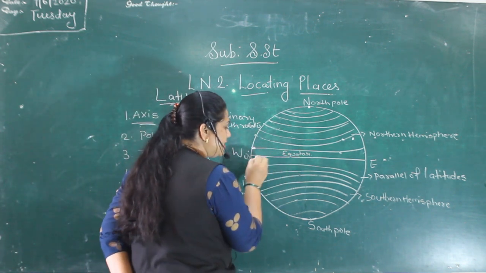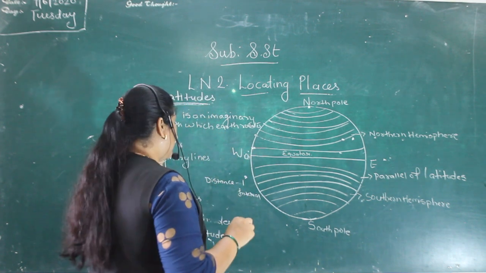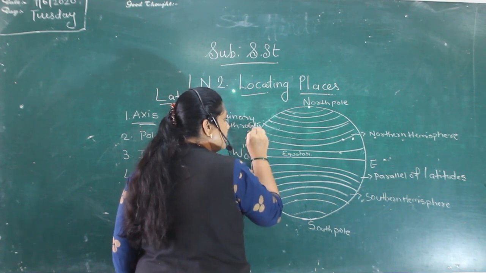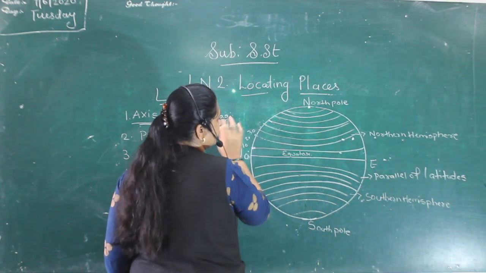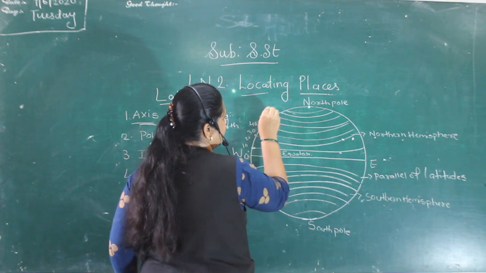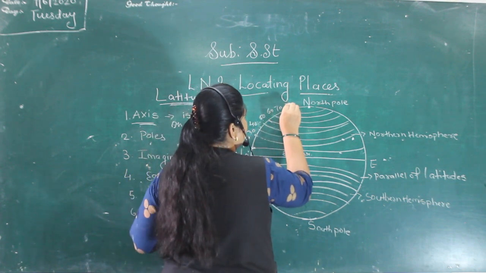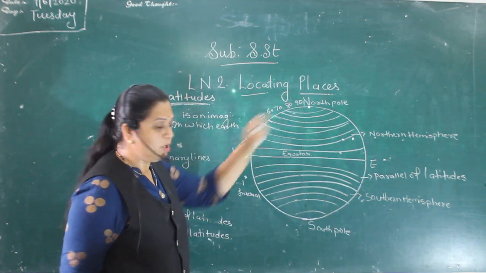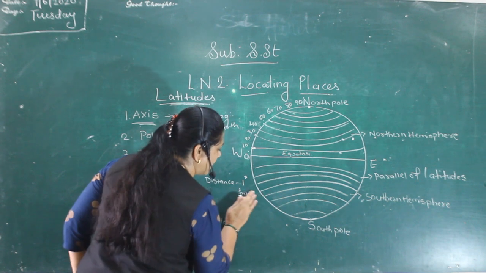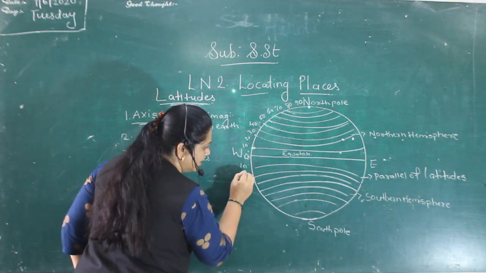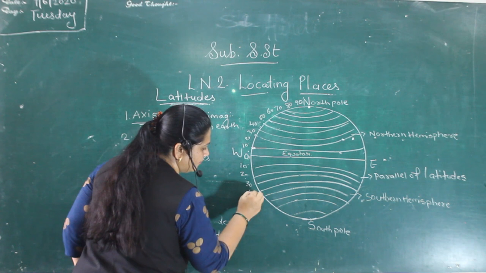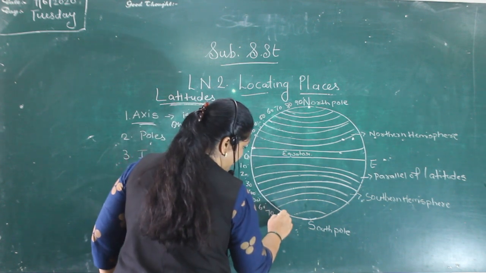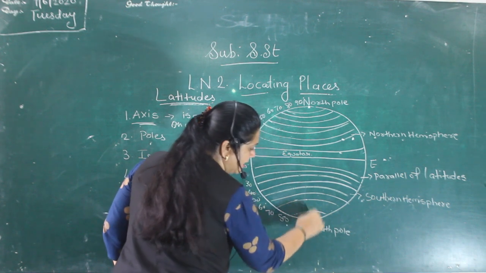Now, the equator is marked as 0 degree. Now, let us mark the other latitudes: 10, 20, 30, 40, 50, 60, 70, 80 and exactly 90 comes here at the pole. Exactly the same we will mark here also: 10, 20, 30, 40, 50, 60, 70, 80 and 90.